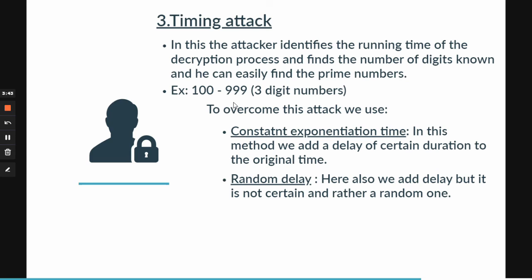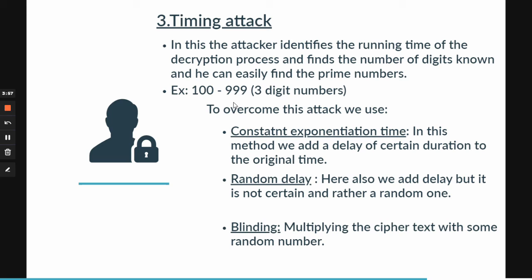So what we'll do is multiply a random number to the ciphertext. After multiplying, the number of digits will increase, and the wrong information will go to the attacker, and he will not get the correct value, and he will not be able to attack us. So that is how we overcome the timing attack.